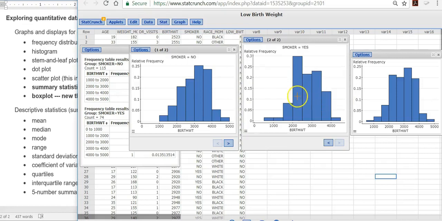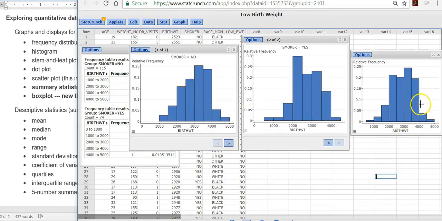And for the smokers, the highest frequency class is between 2,000 and 2,499. That's much higher than the highest frequency class for this group. It looks like the smokers' babies have much lower birth weights than the non-smokers' babies.